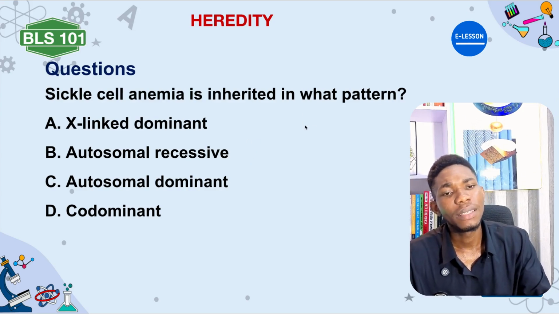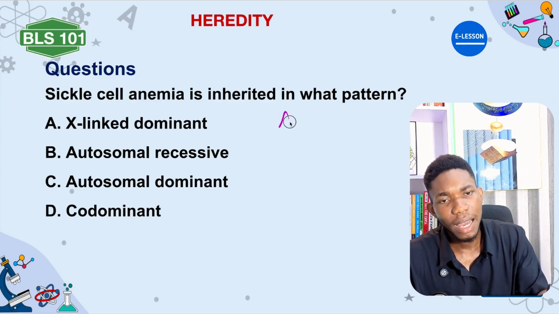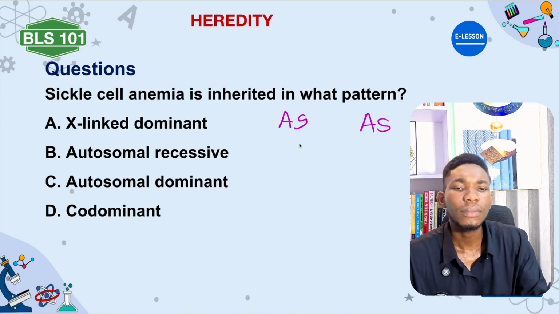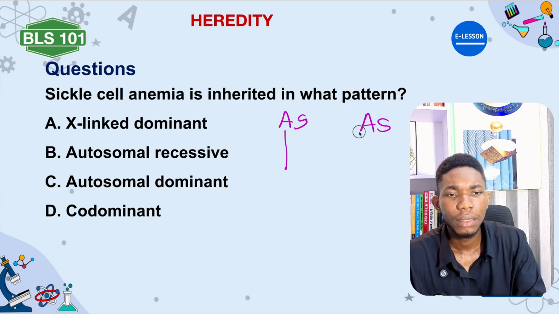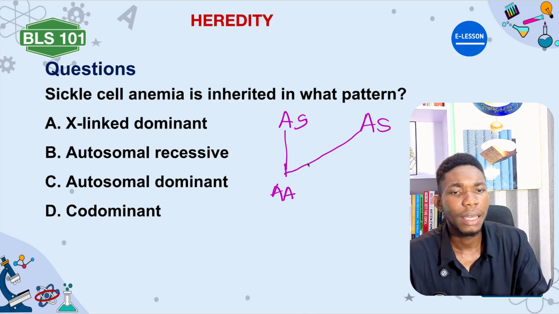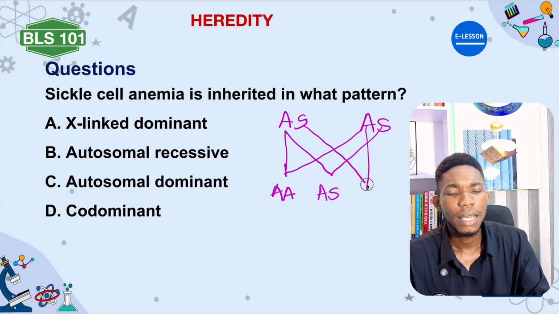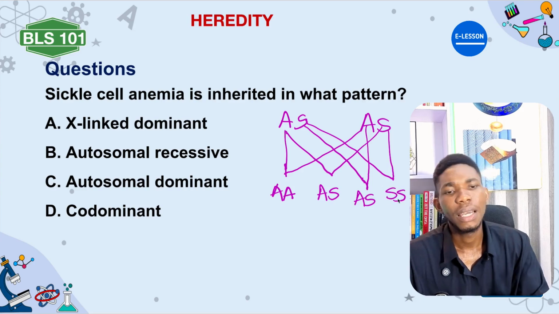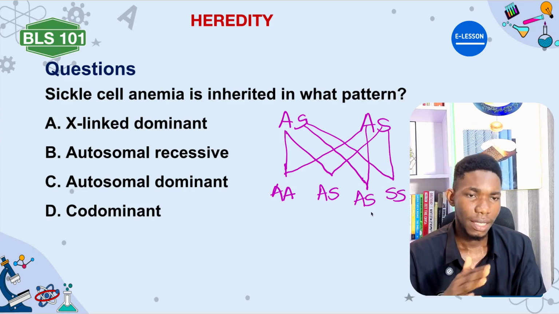How do you get sickle cell? Look at it. AS and AS. If these two people marry, what do you say will happen? There's a tendency of them giving birth to an AS person. There's a tendency of them giving birth to another AS person. And there's a tendency of them giving birth to what? SS. Are you getting it?